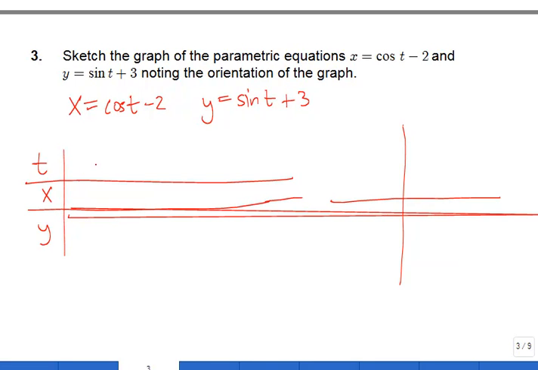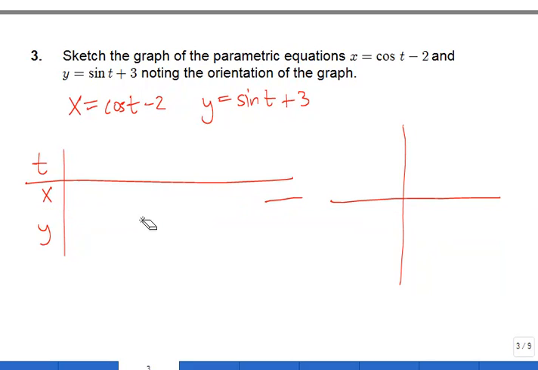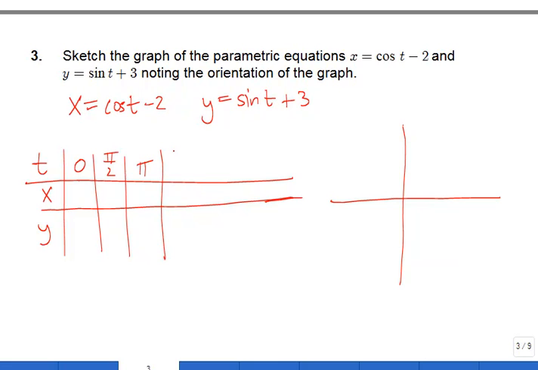Let me clean it up here a little bit. There we go. So I'm going to just start by using my quadrant angles, and then I can always add more if I need more points. So I'm going to start at 0 for t, then I'm going to do pi over 2, and then pi, and then 3 pi over 2, and then I'm going to finish at 2 pi. And we can always add more, like some pi over 4s, or pi over 6s, or pi over 3s, if we feel like we're not getting the full picture.